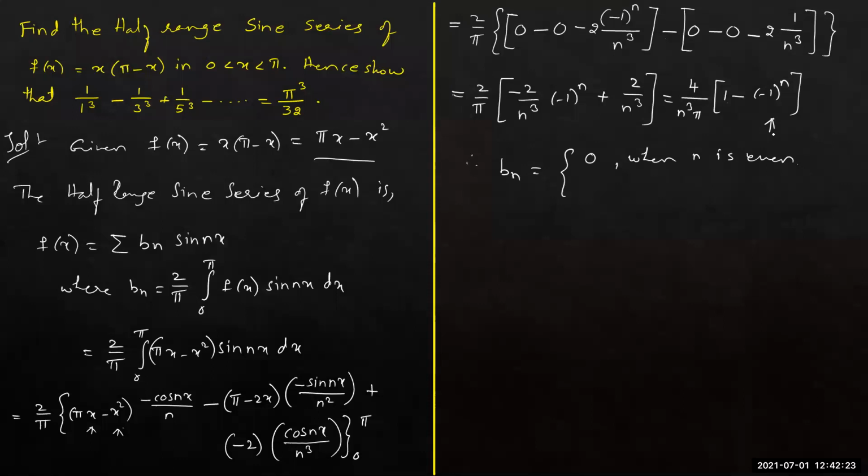Then when n is odd, what happens? Here it is already 1 minus. When n is odd, this minus 1 to the power of n becomes again minus 1. So it is 1 plus 1. So 2 into, there is a 4 already outside. So it is 8 by n cube pi when n is odd. Right, so we got Bn clearly now.